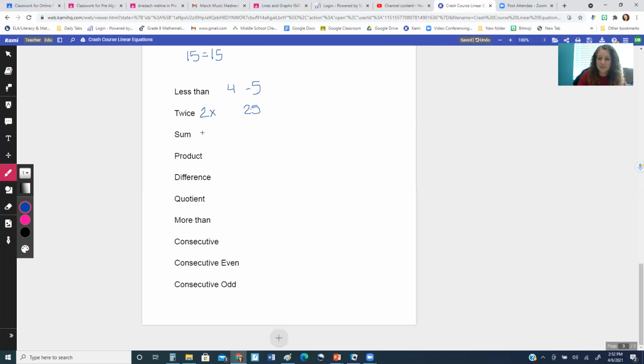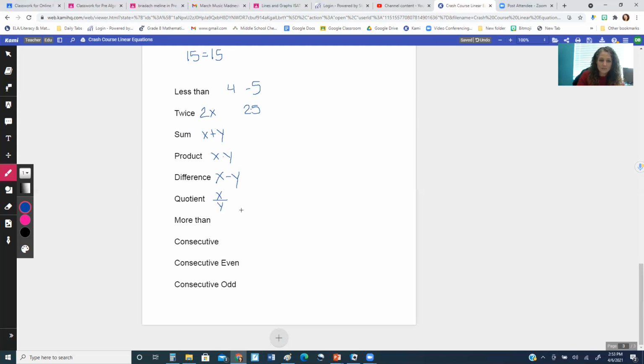Sum means add. The sum of 2 numbers is x plus y. Product means multiply. The product of 2 numbers is x times y. Difference is subtraction. The difference between 2 numbers is x minus y. We get into difference in slopes, the difference in the rise and the run. Quotient is division. The quotient of 2 numbers is x divided by y.